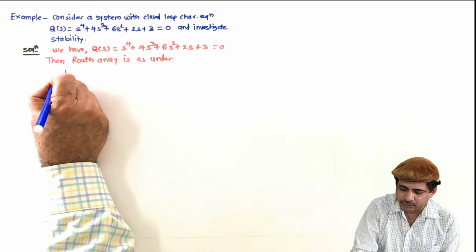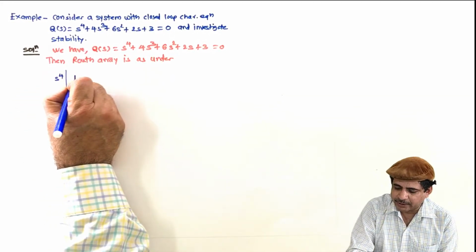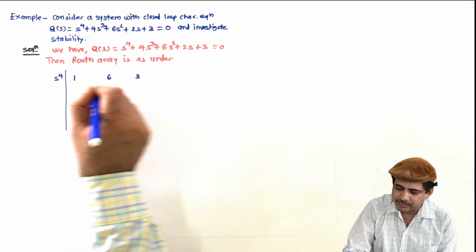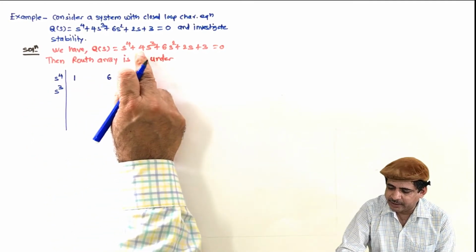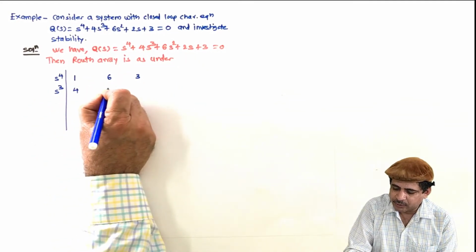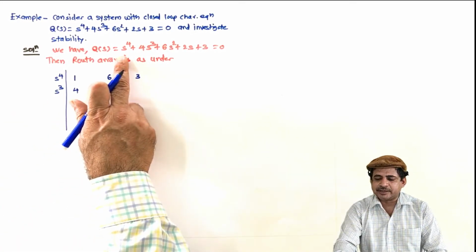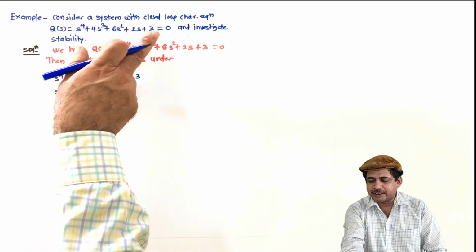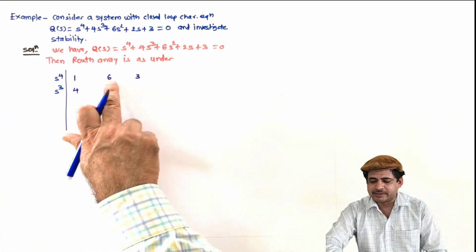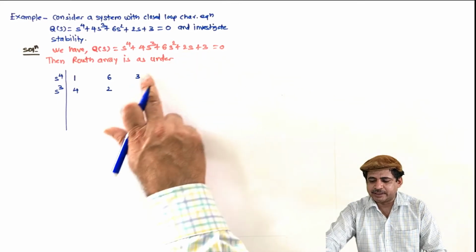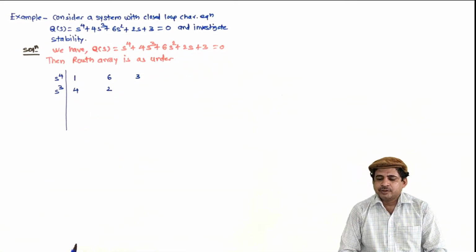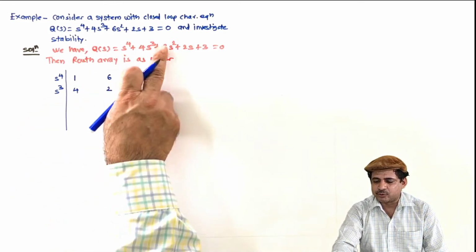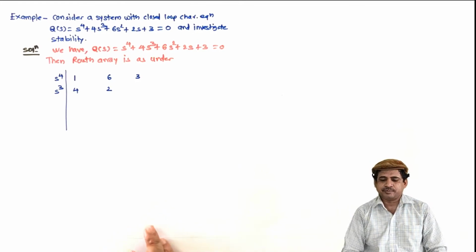So it will start with s raised to 4 and the elements will be 1, 6, 3. S cube will have the remaining elements 4 and 2. So again, see how they are obtained from the characteristic equation. First, s raised to 4 has coefficient 1, so it is 1. Exclude the next term, move to the next, the element is 6. Exclude the next term, move to the next, the element is 3. And then for s cube, the coefficient of s cube is 4. Exclude one term, 2. Over, finish.